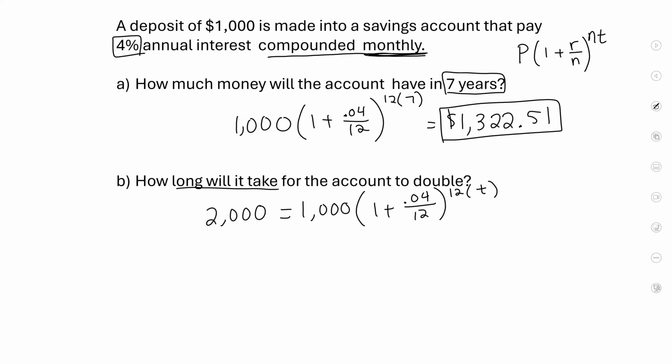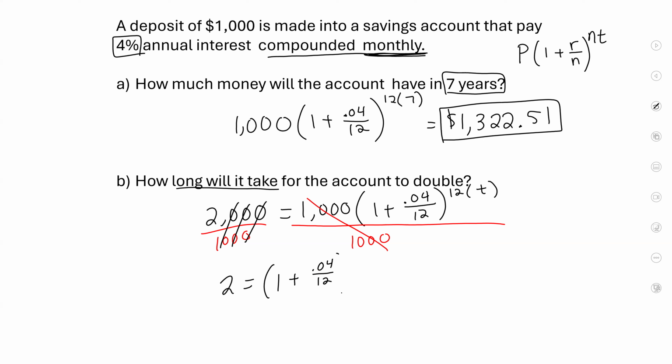Okay. Is this okay so far? To double 1,000, it would be 2,000. So let's figure out how long it's going to take for my whole equation to equal 2,000. So let's go ahead and start solving. What I'm going to do first is divide this side by 1,000 and this side by 1,000. So that cancels out. What's 2,000 divided by 1,000? 2. All those zeros cancel. It's just 2 equals 1 plus 0.04 over 12 to the 12t. That's what we have now.